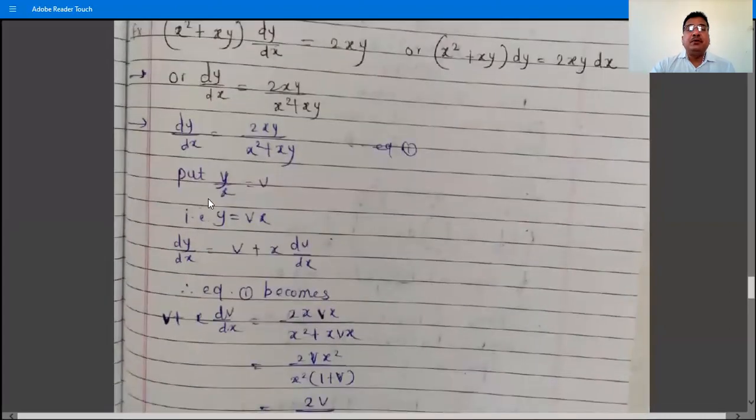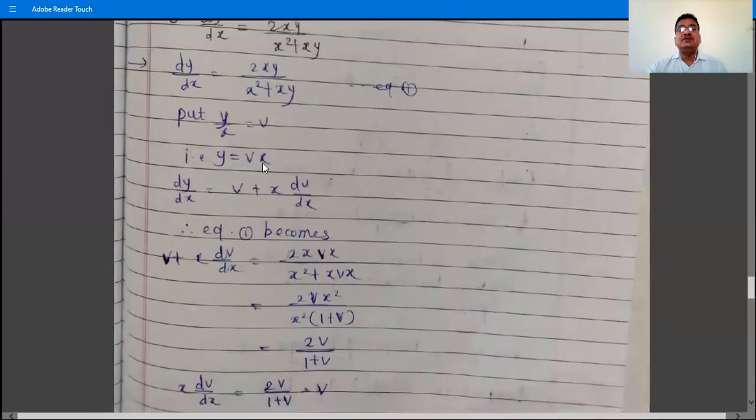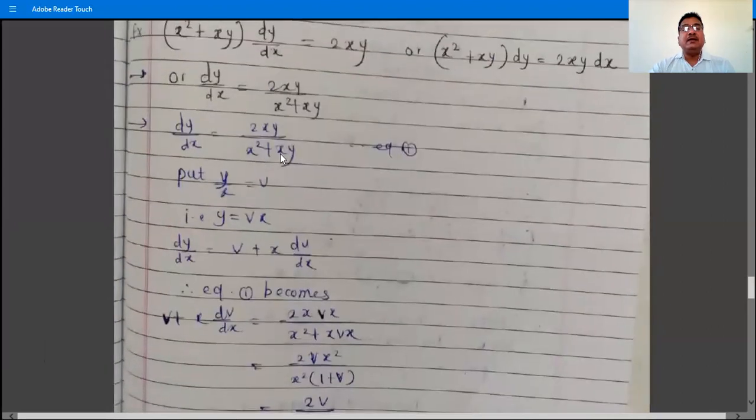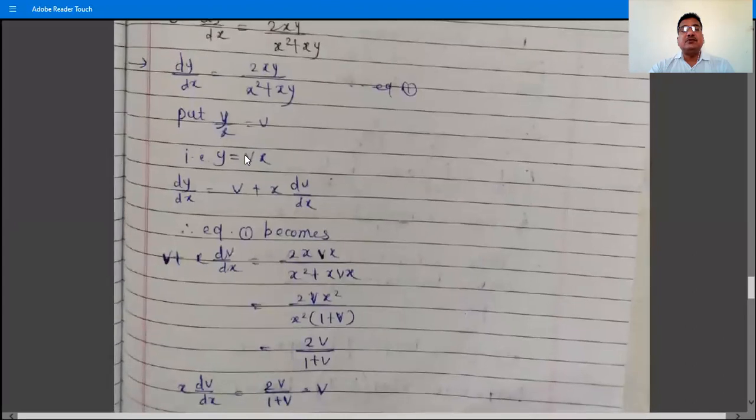And then put y by x is equal to v. Next step is what? Put y by x is equal to v, or y is equal to vx. By using this substitution, we have the variable separable differential equation. So if you identify that the given differential equation is homogeneous, then convert it in the form dy by dx is equal to m by n, and then substitute y is equal to vx.